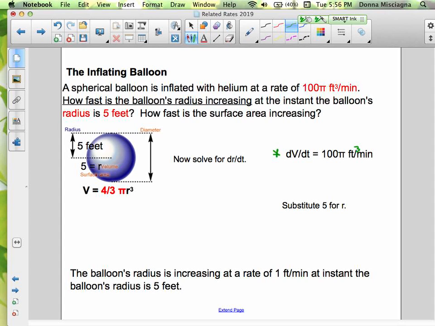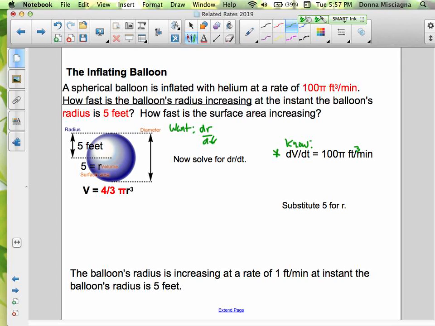How fast is the balloon's radius increasing? So that would be dr/dt. So we know dV/dt, we want dr/dt, at the instant the balloon's radius is 5 feet. And then on the next page we'll find dS/dt.